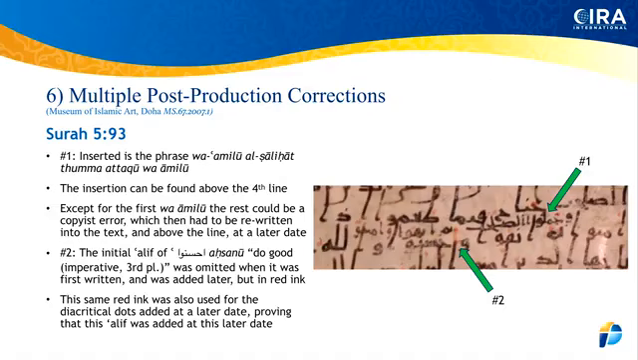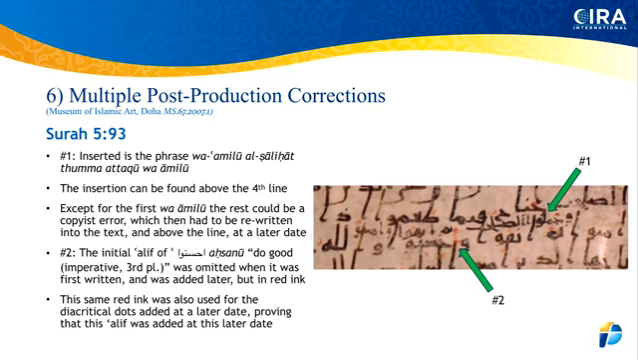Let's now move right into example number 6, correction number 6, and let's put that up so people can see it. Here is what we call a multiple post-production correction. When we say post-production, that means they are done after the original is written, and these corrections have been added to it. We're looking at the Museum of Islamic Art, Doha, again, like the previous one in the Middle East. This is Surah 5, ayah 93.